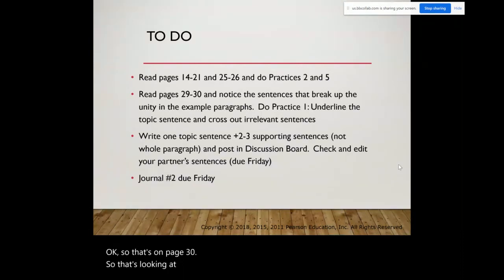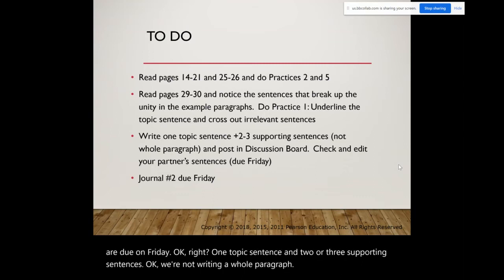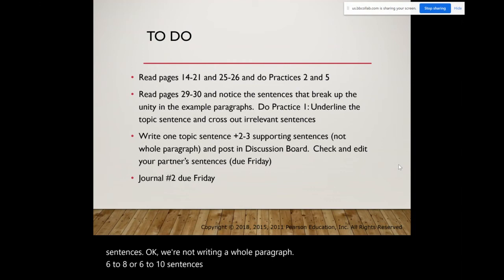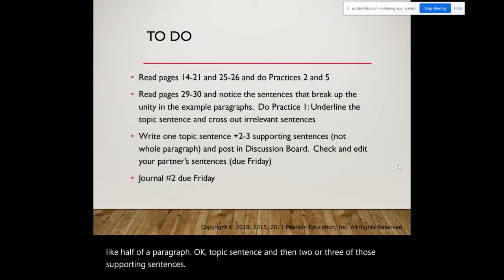And then the last two items on the to-do list, these are due on Friday. Write one topic sentence and 2 or 3 supporting sentences. We're not writing a whole paragraph, 6 to 8 or 6 to 10 sentences. That's too much. We're keeping it kind of like half of a paragraph. Topic sentence and then 2 or 3 supporting sentences, and post that in the discussion board.